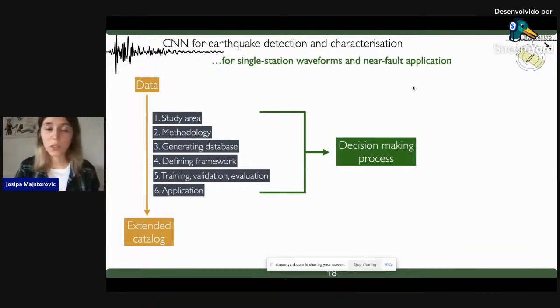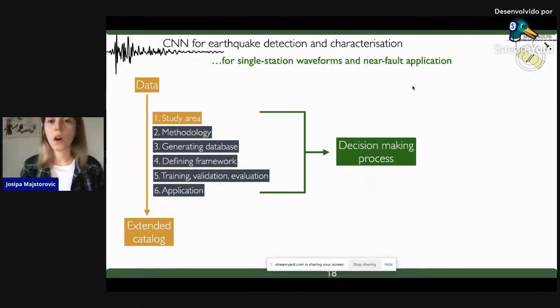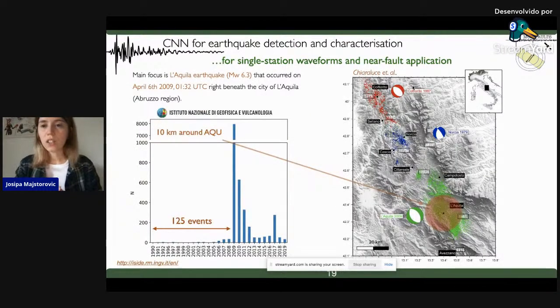So let's start with the study area, or what was our main motivation to start this research at first. The study area is Italy, or more precisely central Italy. In 2009, there was a big earthquake, the L'Aquila earthquake, magnitude 6.3, which was quite devastating in terms of human loss, but also in terms of material damage.